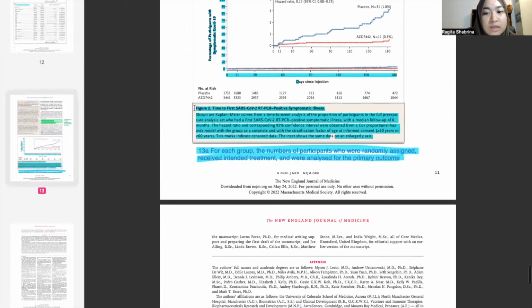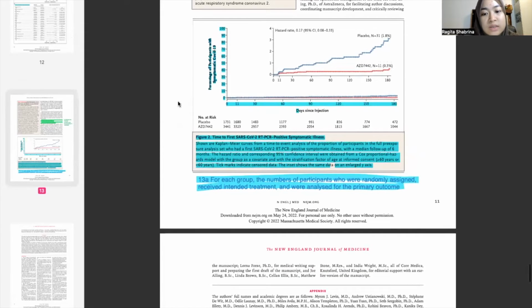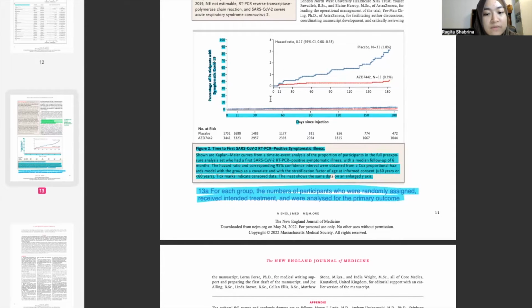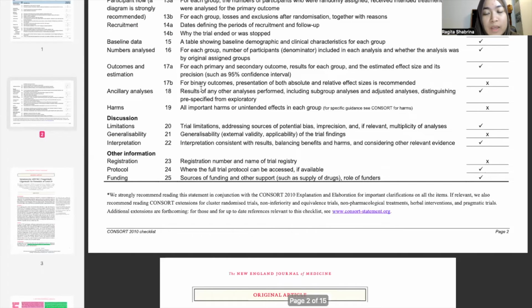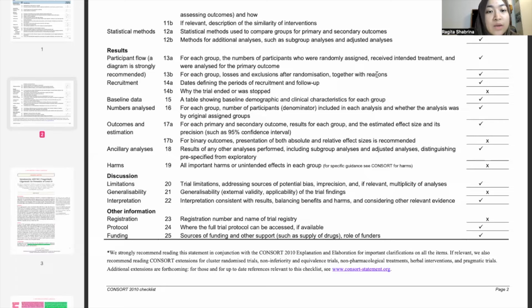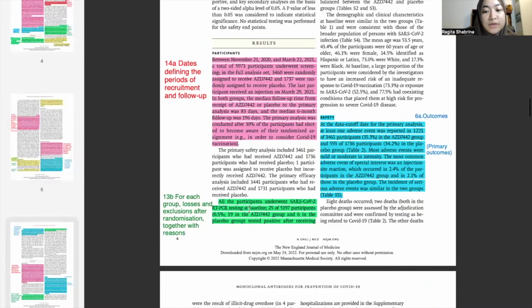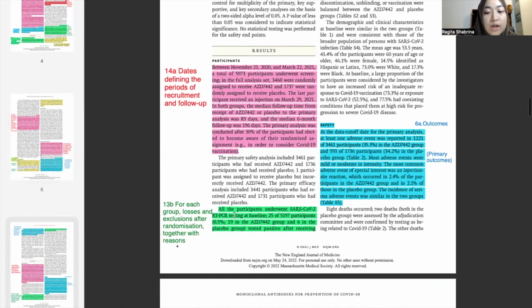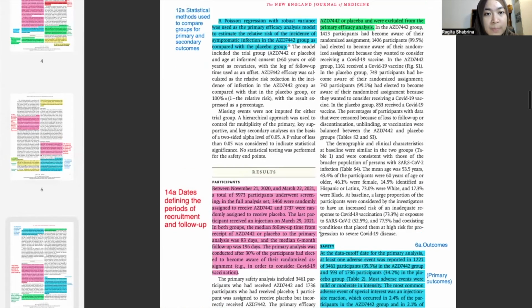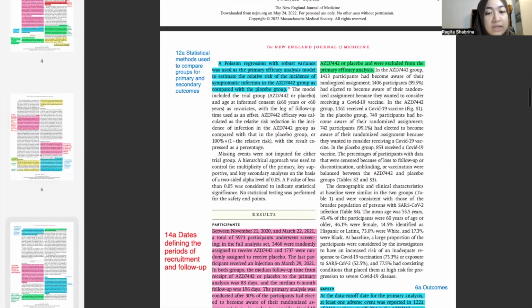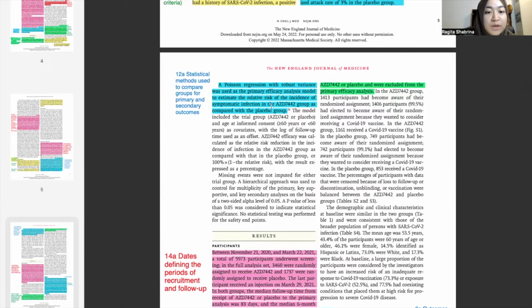Okay, for 13A, this is the example. These are the numbers of participants who were randomly assigned, received intended treatment, and were analyzed for the primary outcome. This is the percentage of participants with symptomatic COVID-19, and this is the days since injection. Next, for 13B, it is for each group, losses and exclusions after randomization together with reasons. As we can see in the yellow highlight, all the participants underwent SARS-CoV-2 RT-PCR testing at baseline. 25 of 5,197 participants tested positive after receiving AZP7442 or placebo and were excluded from the primary efficacy analysis.